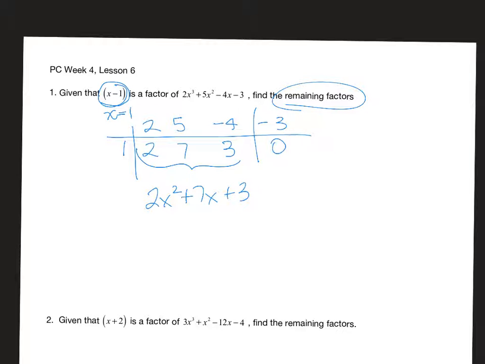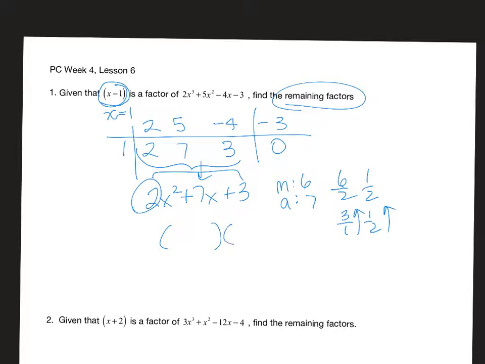All right, so I'm trying to find the remaining factors from this, meaning I should be able to find numbers that multiply to be 6 and add up to be 7, which are 6 and 1. I divide by the leading coefficient and reduce the two fractions if possible. So this is 3 over 1, this is 1 over 2. If I read these from bottom to top, I should have my two remaining factors. One of them is x plus 3 from this, and the other one is 2x plus 1 from this. Okay, so the remaining factors are x plus 3 and 2x plus 1.